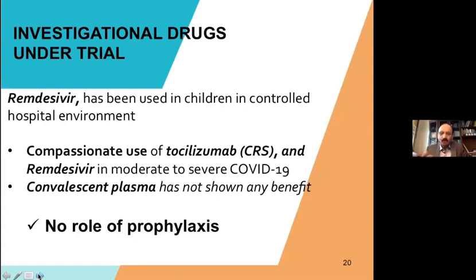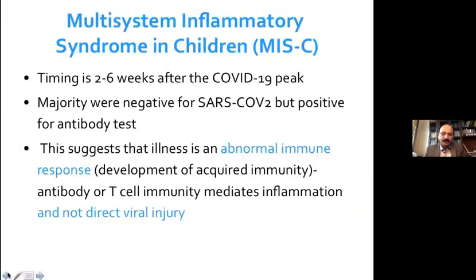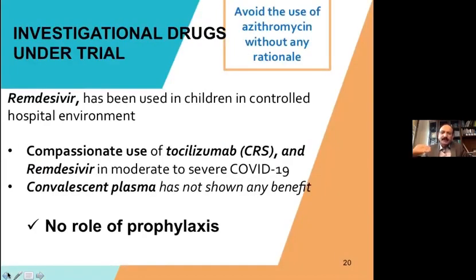Convalescent plasma has no benefit and has not been shown to have any role in the pediatric population. Another important thing which I must come back to is azithromycin. There is no data to show that azithromycin is of any benefit in children.